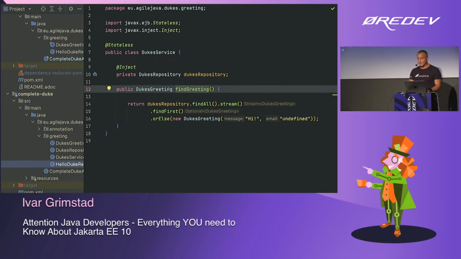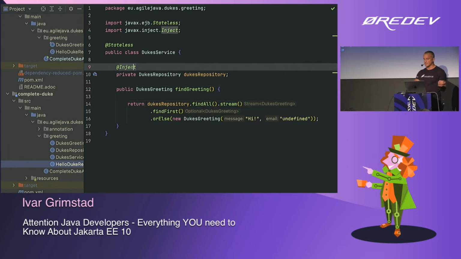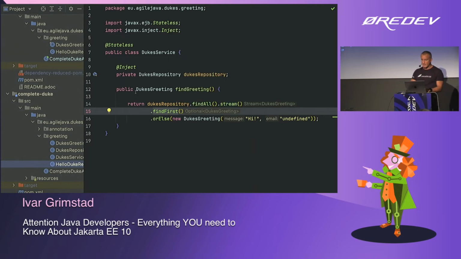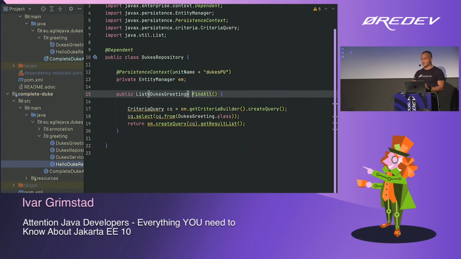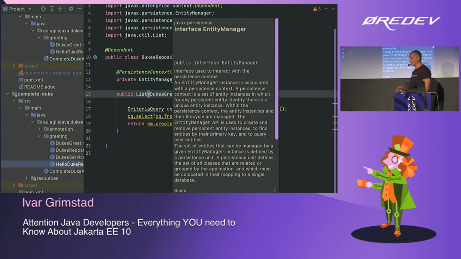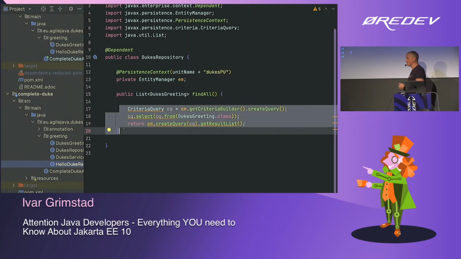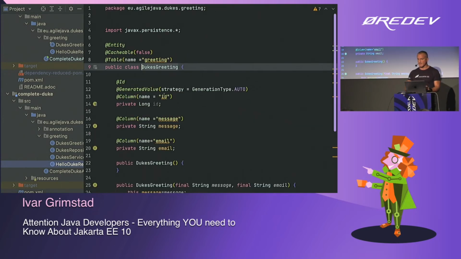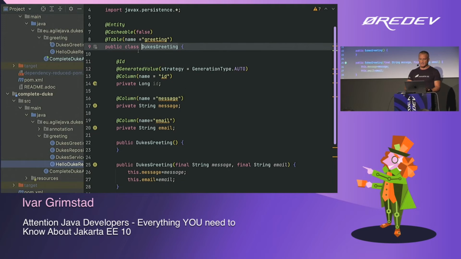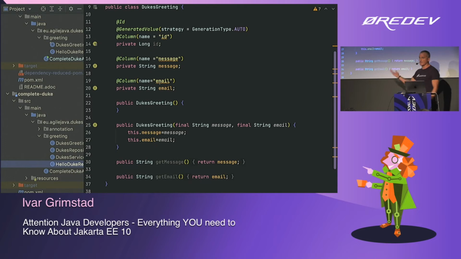The business logic here is to find everything from the repository, which is injected here with CDI. Find the first one. If there is no first one, I'll hardcode it. The find method in the repository is using the entity manager provided by Jakarta Persistence, and then I'm using the criteria language to select everything from the database. My entity is defined in this DukesGreeting class here. You can see it's an entity. It is in the greetings table and has 3 columns, ID, message, and email, with getters. So this is all this application is about.